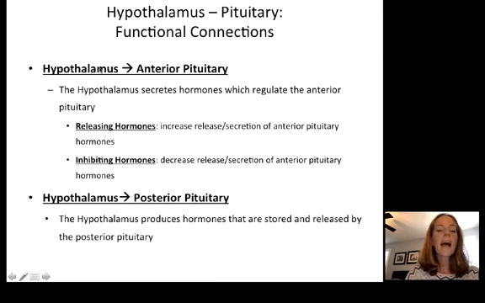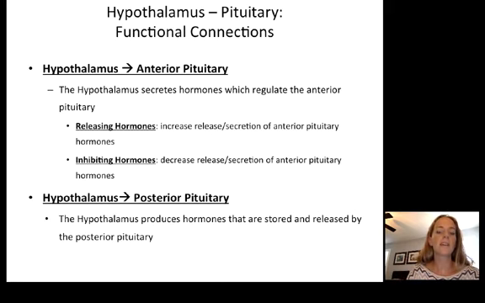So what is actually being made in the hypothalamus and sent to the anterior pituitary? The hypothalamus is going to secrete hormones that regulate the anterior pituitary. So the hypothalamus is secreting releasing and inhibiting hormones. So these are hormone to hormone stimuli.